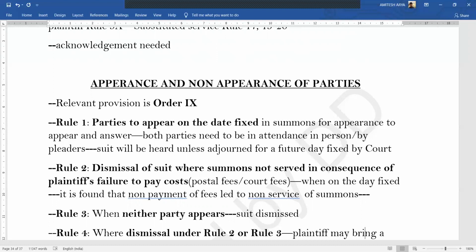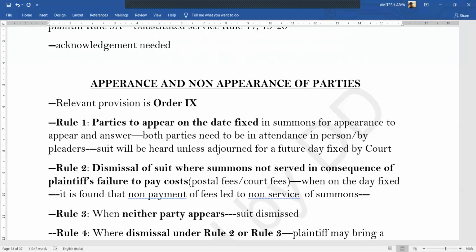Then Rule number 2 says that this is an important rule, and Rule number 2 says when a suit can be dismissed, when summons... How will summons be served? We had read that it is at the plaintiff's cost. The plaintiff has to pay the cost for the postal fees or the court fees, etc. Then only the summons will be issued. Now, if summons have not been served because the plaintiff failed to pay the cost, then the suit will be dismissed. This is Rule 2.